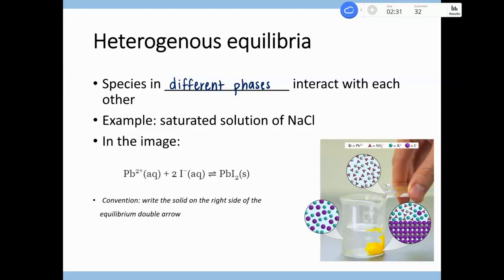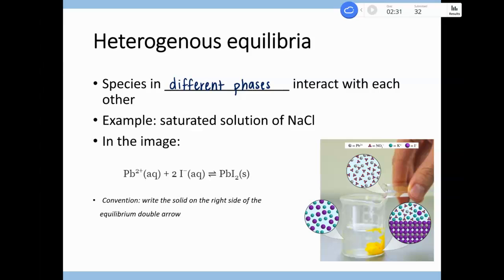But now we say that solid is in equilibrium with its aqueous phase. This is another example that we saw last term. I think we were talking about ionic equations. But this solid, lead iodide, when you add it to solution, most of it becomes a solid, but some of it remains in the aqueous solution.